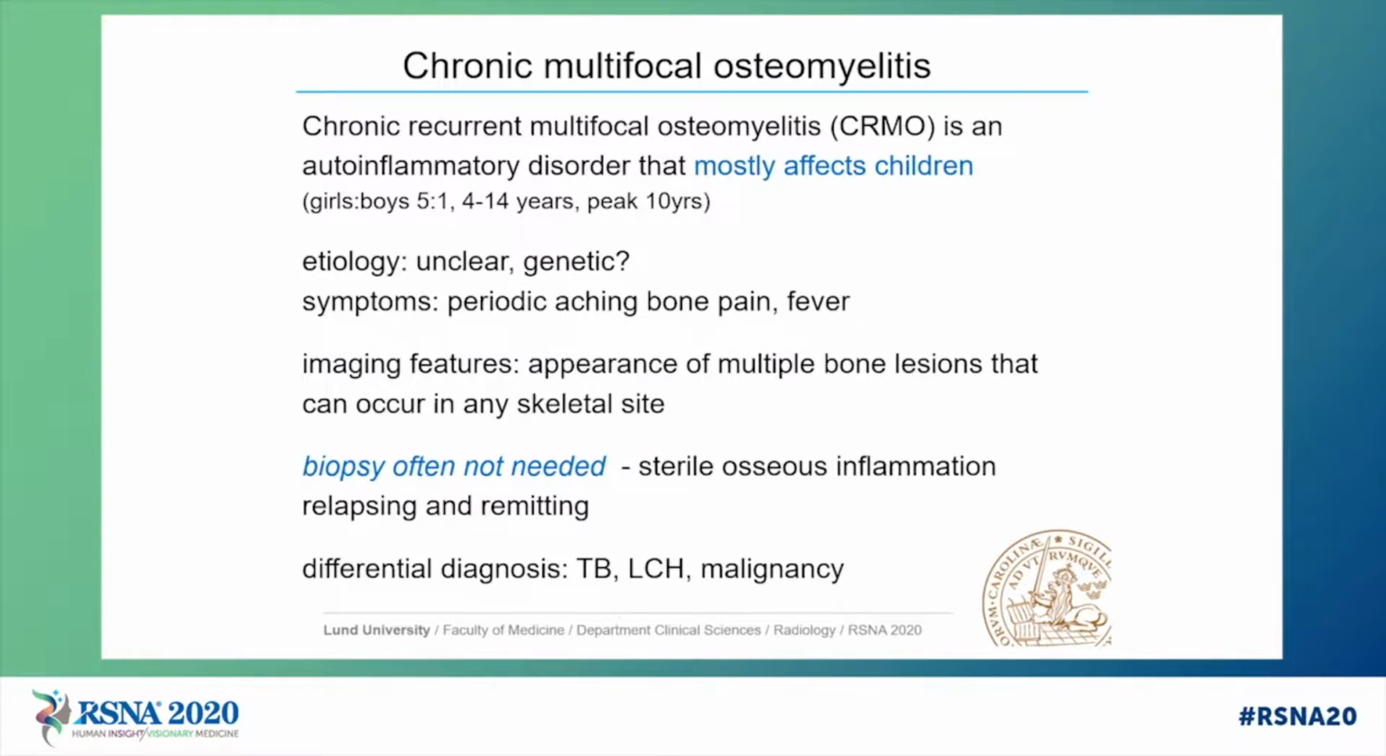So chronic recurrent multifocal osteomyelitis is an autoinflammatory disorder that mostly affects children. It has an unclear etiology. Typical symptoms are periodic aching bone pain and fever. And you could have involvement of multiple bone lesions anywhere in the skeleton. As this is usually a sterile osseous inflammation, biopsy is often not needed. And typical differential diagnoses to think of are tuberculosis, Langerhans cell histiocytosis, or malignancy.